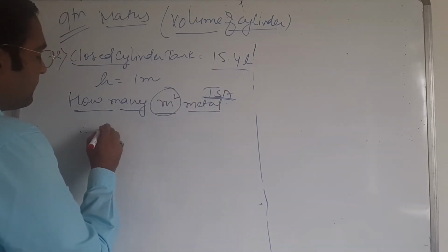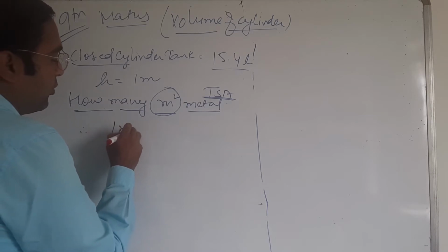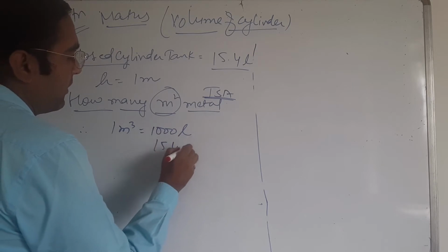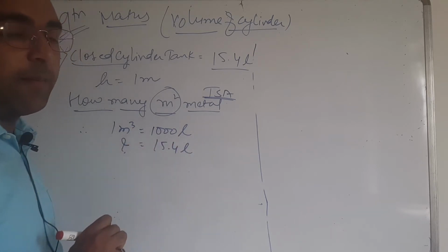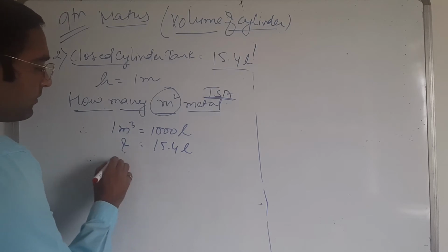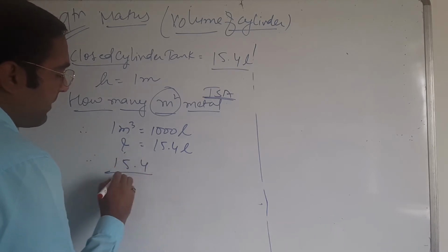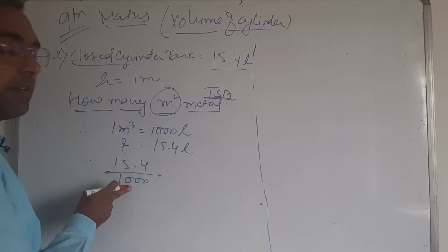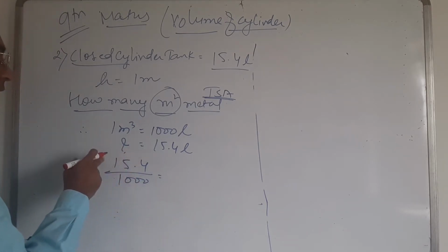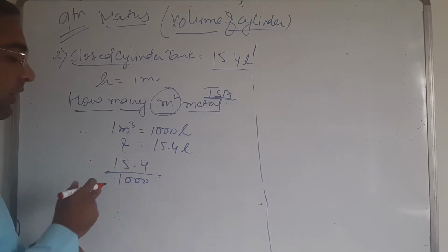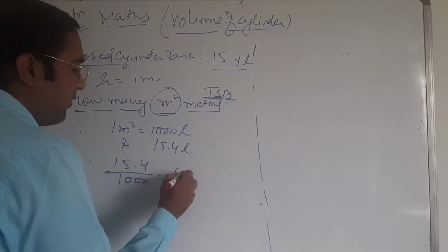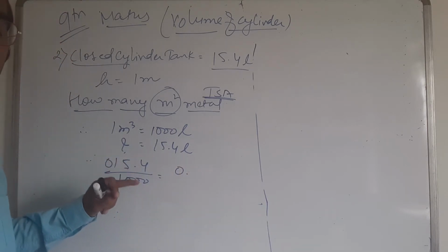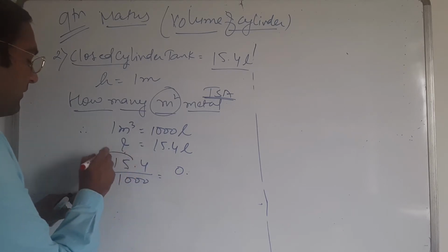First of all, 1 meter cube is equal to 1000 liter. So 15.4 liter, how many meter cube is that? 15.4 divided by 1000. Here are 3 zeros, so we have to shift the point 3 places. So here my answer is 0. Yes, I'll put a 0 to make it 3 digits. Okay, so now the point is shifted to here.